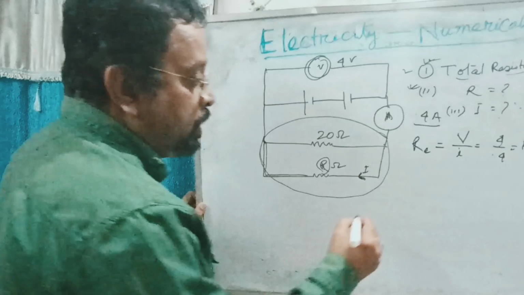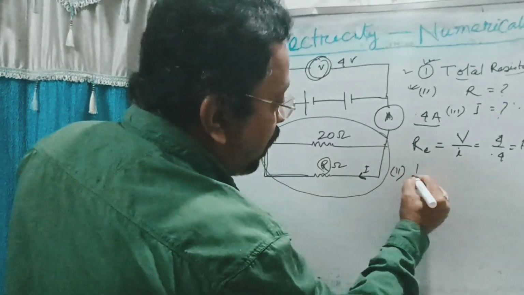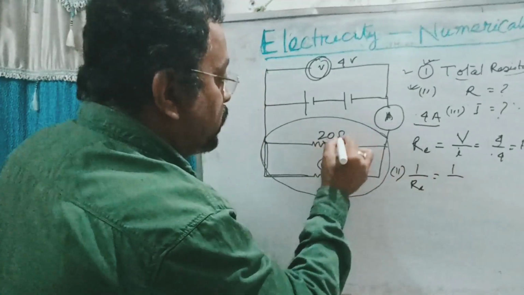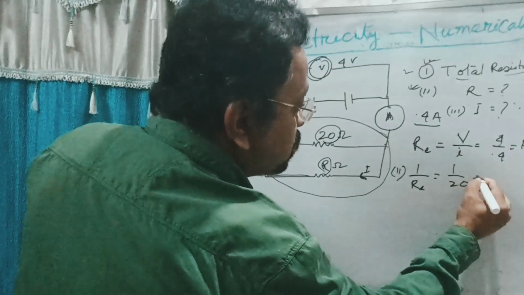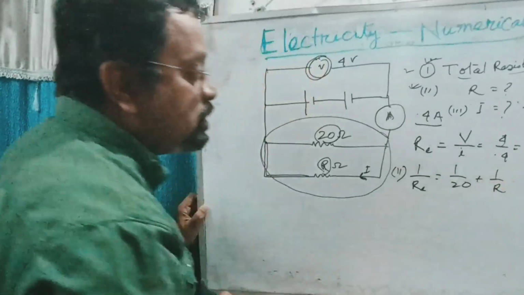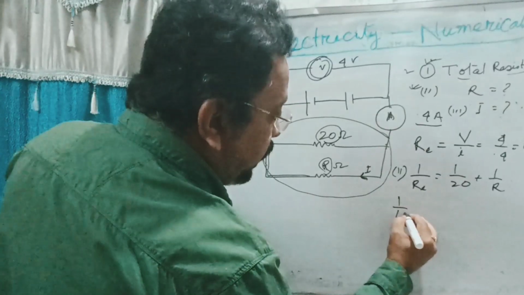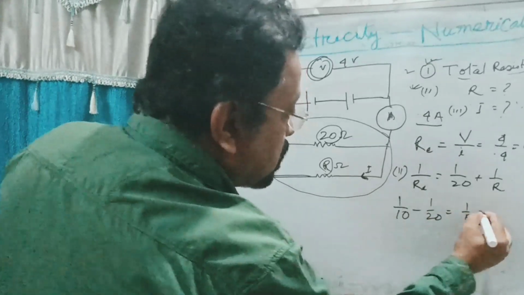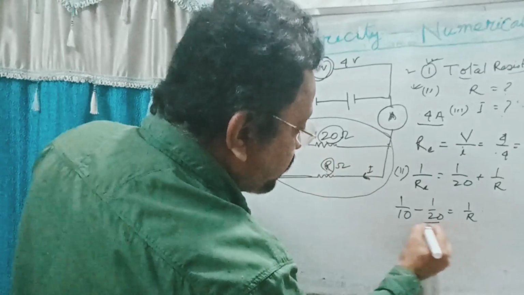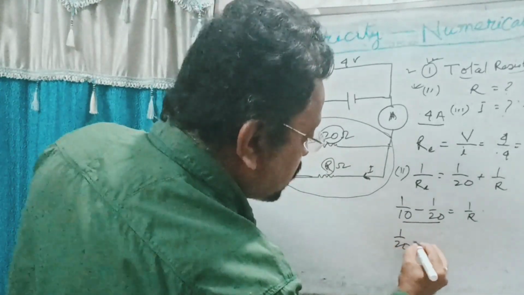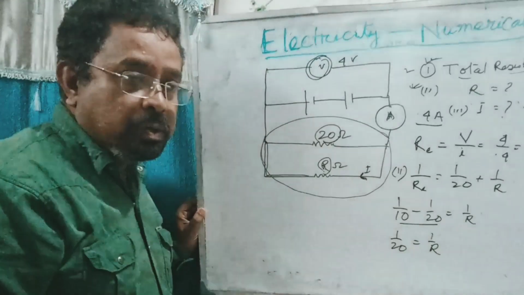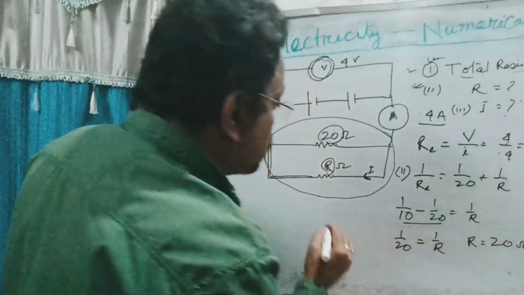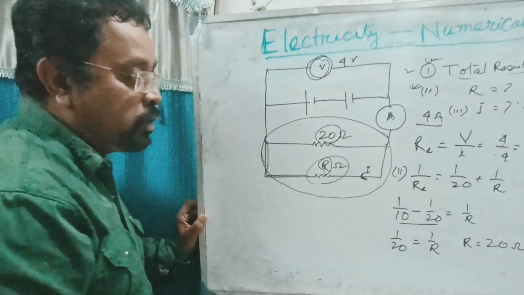So we can write here, for part 2, 1 by R_E, that is the equivalent resistance, is equal to 1 by 20 plus 1 by R. Now what is the equivalent resistance here? 1 by 10. So 1 by 10, take 1 by 20 to this side, equal to 1 by R. Now if you subtract, we find 1 by 20 is equal to 1 by R. So the value of R is equal to 20 ohm. So this resistance is equal to 20 ohm.